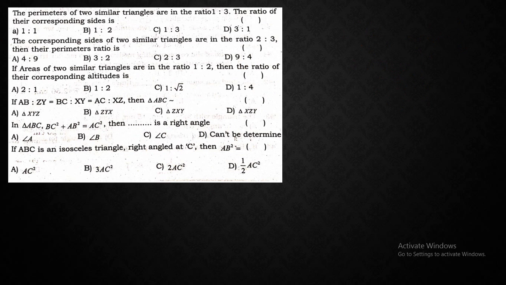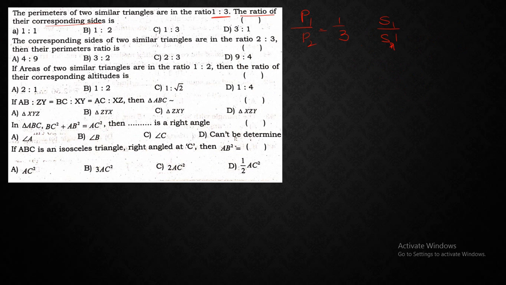Next, moving on to the similarity with respect to perimeters and their areas. The perimeters of two similar triangles are in the ratio 1:3, so perimeter 1 by perimeter 2 is 1 by 3. Then what is he asking? The ratio of corresponding sides, so he is asking about S1 by S1 dash.